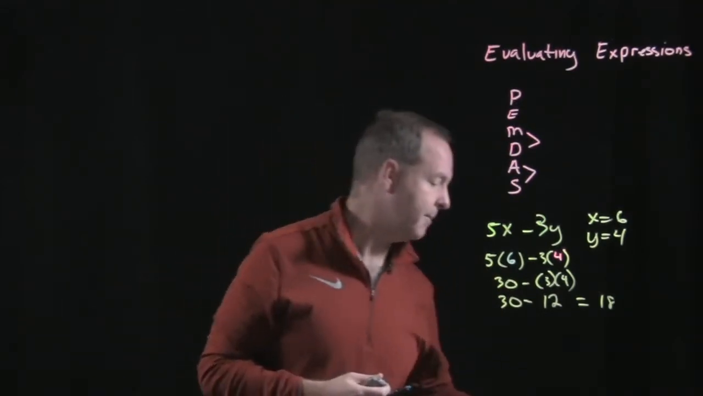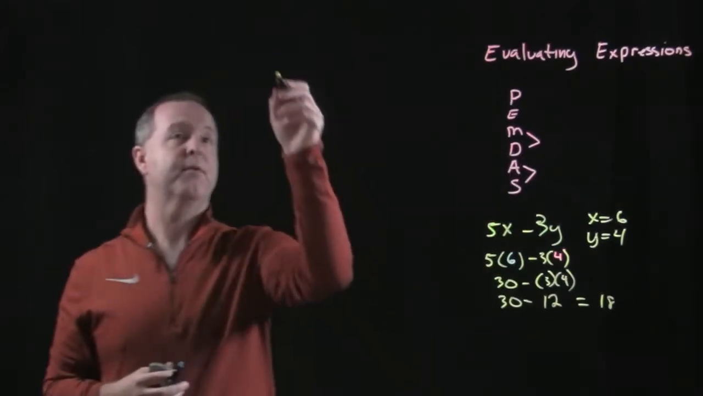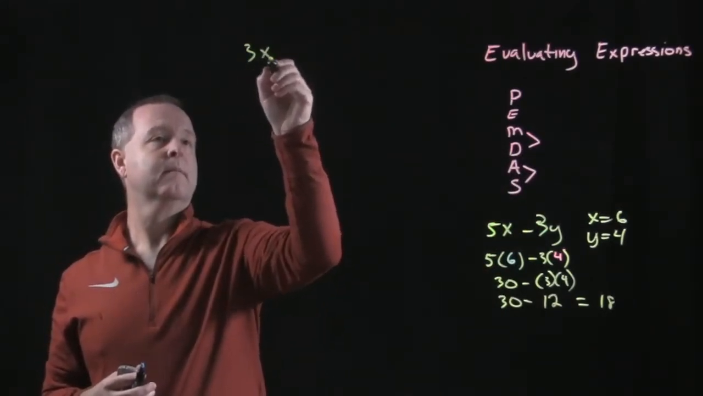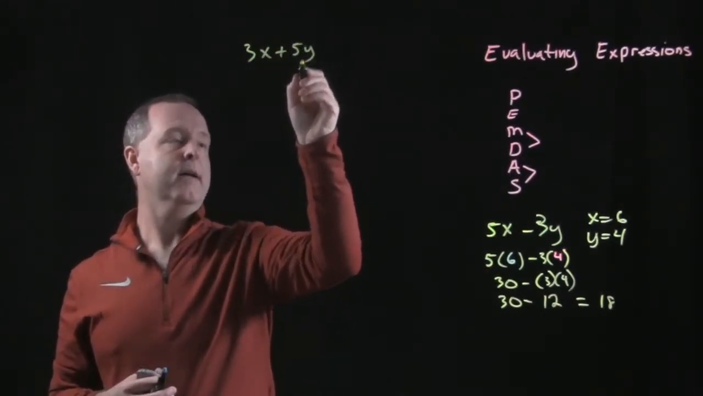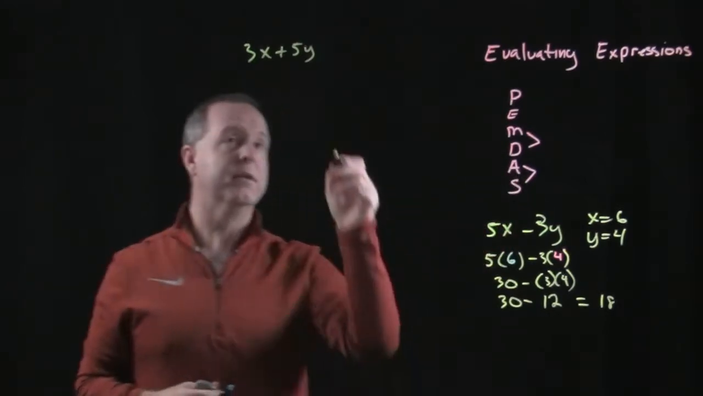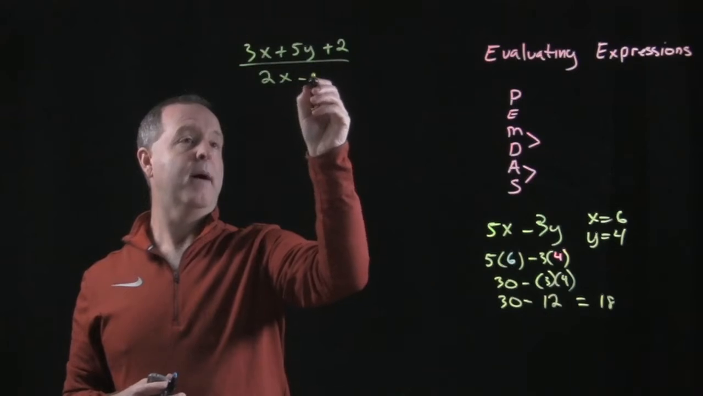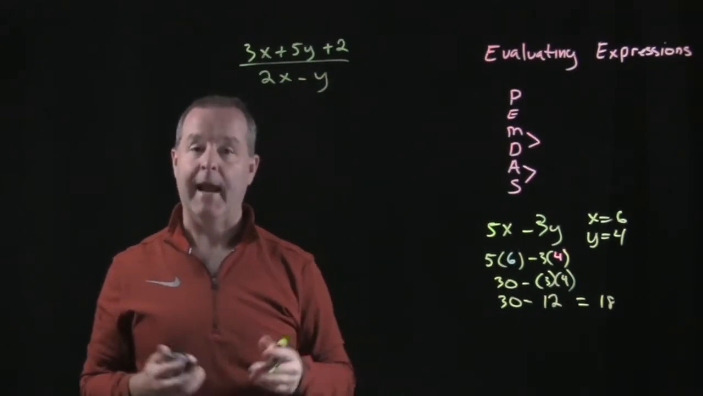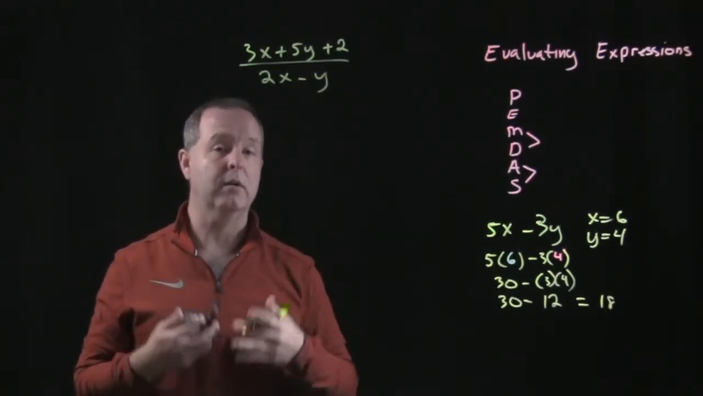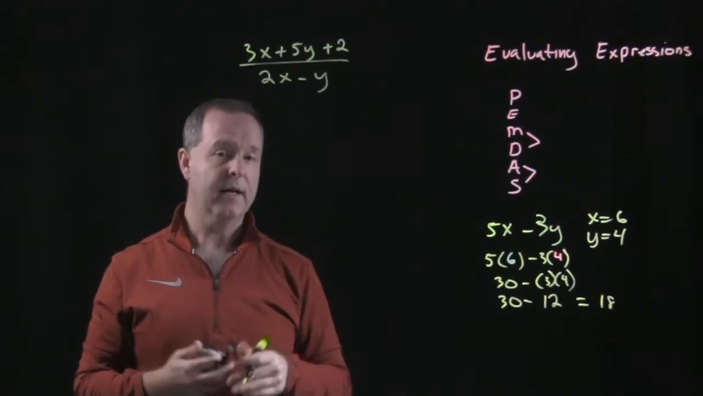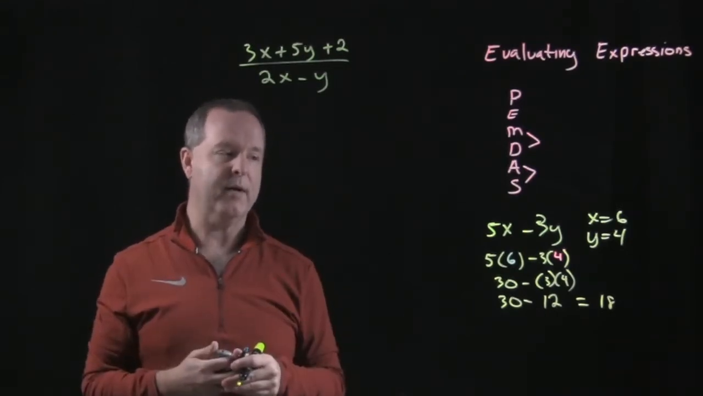All right, let's up it a notch a little bit. Let's look at 3x plus 5y plus 2, all over 2x minus y. As we said, expressions could have lots of operations in there, and we just need to be very careful how we go and do this.